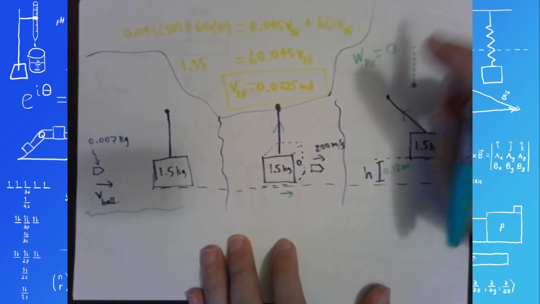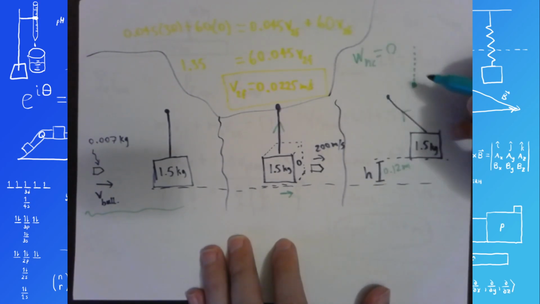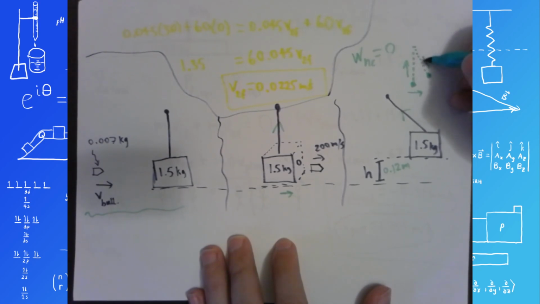So when the block is here, tension is up, but displacement is to the right. Then sometime later, say over here, tension is this way, but displacement is going to be in that direction. And once it reaches its maximum height, technically there's no displacement going on, but if there was, it would be going in that direction while the tension is in that direction.